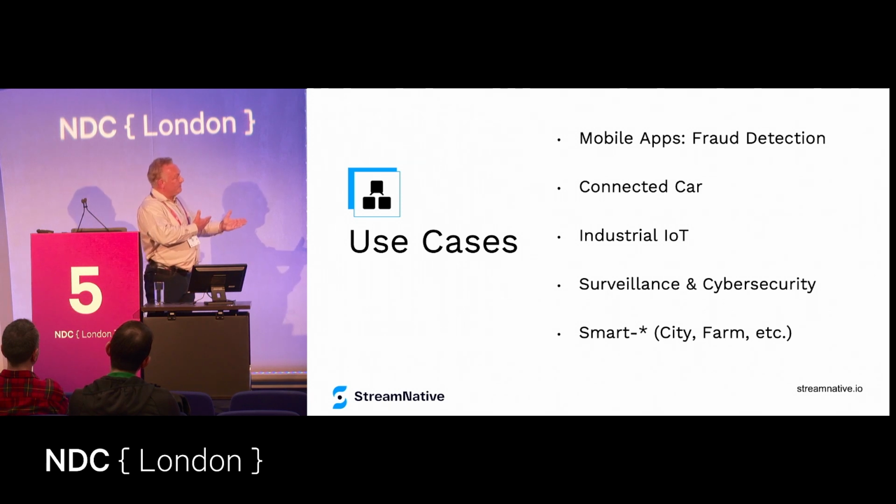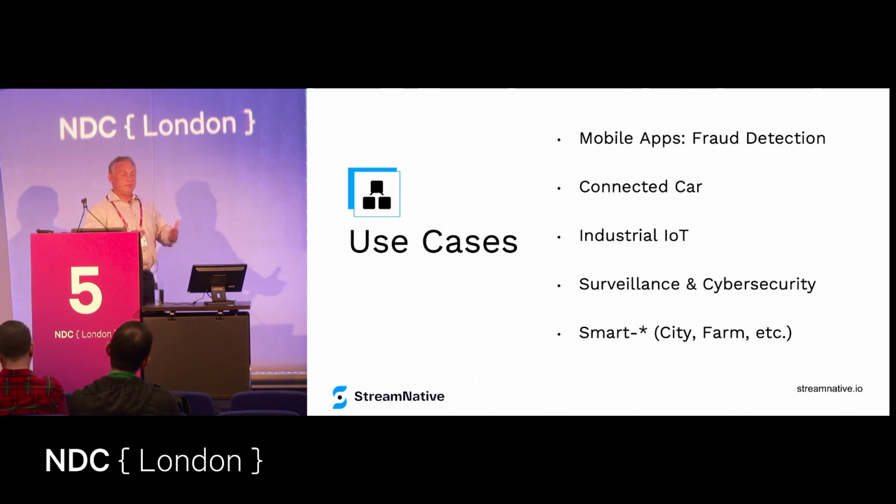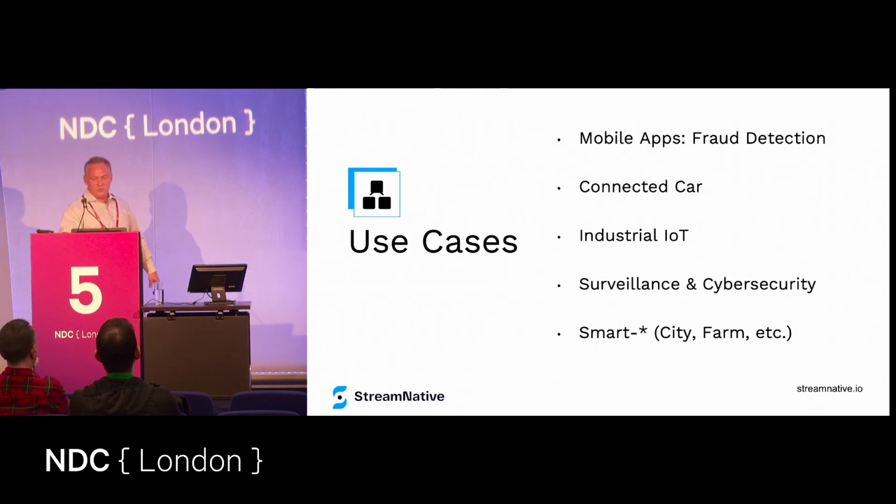Industrial IoT, as I mentioned, and surveillance and cybersecurity, again, real time matters. You need to make these decisions quickly. And then any sort of smart city, smart farm, agriculture. There was a lightning talk where the guy had the robot arm doing that sort of thing on a farm, if you saw that one, getting all that data and reacting to it in real time.